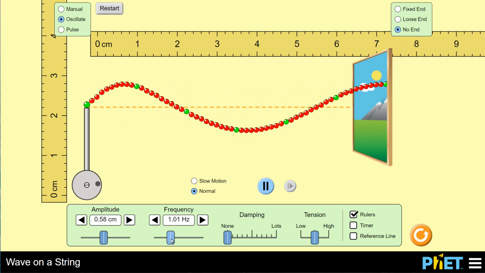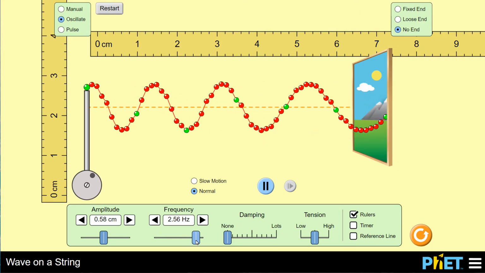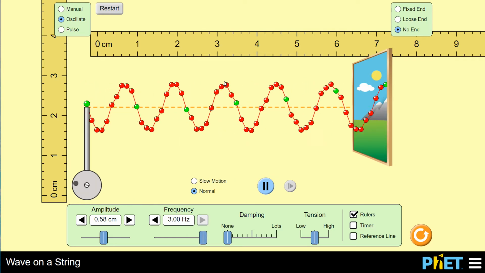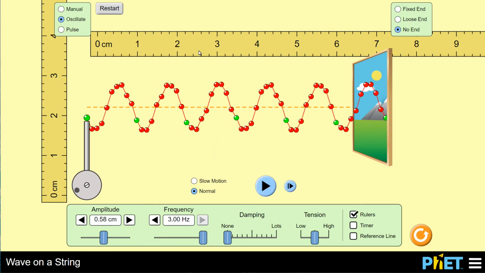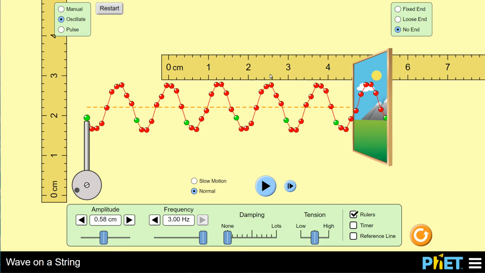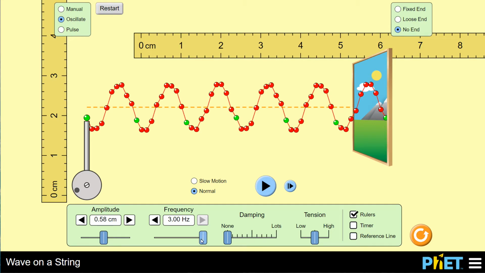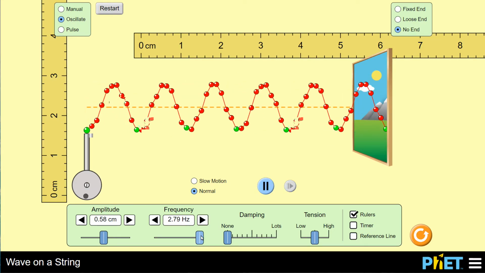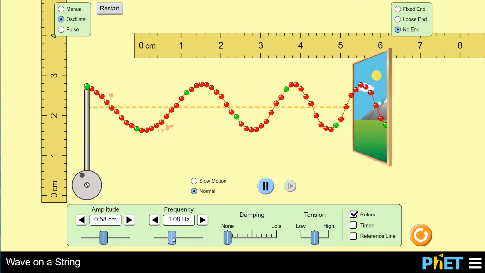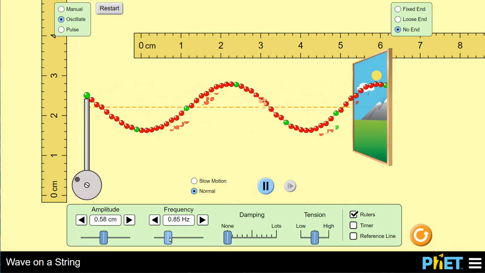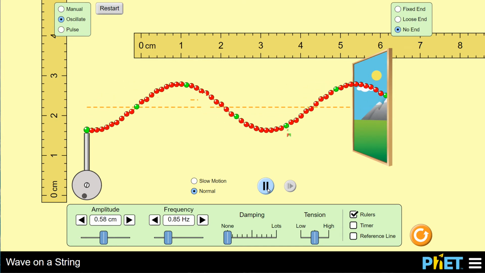If we increase the frequency, as the frequency goes up, notice that the crests are now spaced closer and closer. In this case, it's about 1.2, 1.3 centimeters. As the frequency increases, the wavelength goes down. And as the frequency decreases, there are fewer cycles each second, and it looks like the wavelength is increased.